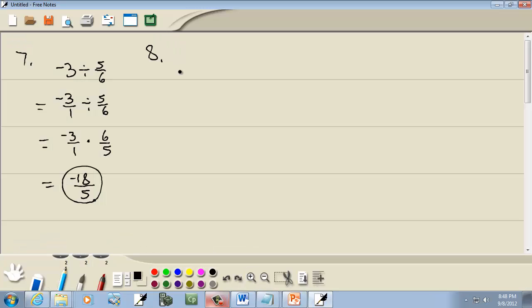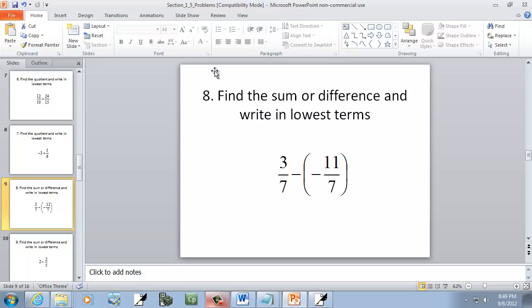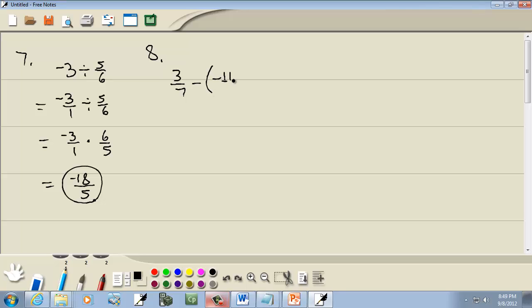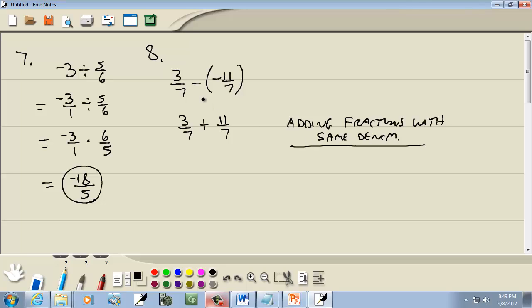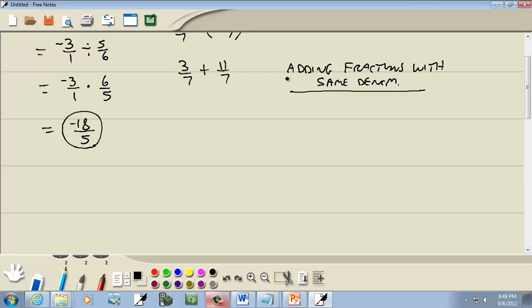Let's look at this one. We got 3 sevenths minus negative 11 sevenths. Well, remember our shortcut. Negative parentheses negative becomes a positive. And we got 3 sevenths plus 11 sevenths. Now this is adding fractions with the same denominator. Now, you always apply those shortcuts with the signs anytime you run across them. Just makes your problem a lot easier.